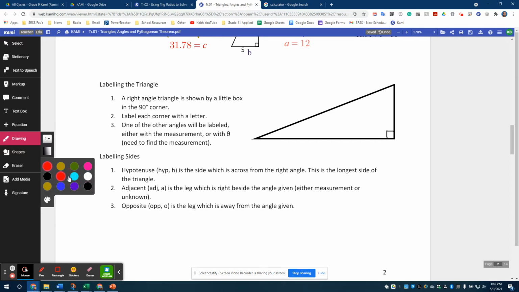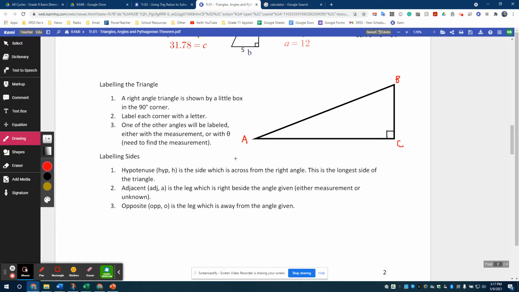Now, when we are doing a question like this, it's sometimes helpful to label all of our corners. So let's say that we label this with A, this one with B, and this with C. Okay, so that we're going to label our corners A, B, and C. It's not going to be overly necessary this year, but it can be a good habit. We can also label it as X, Y, Z as well, if you like those letters better.